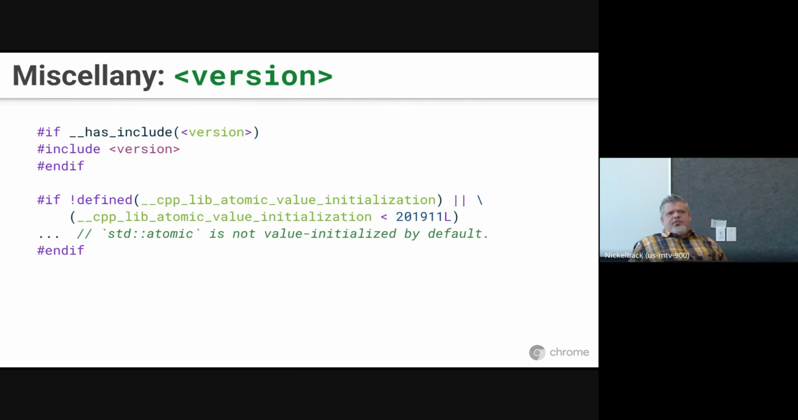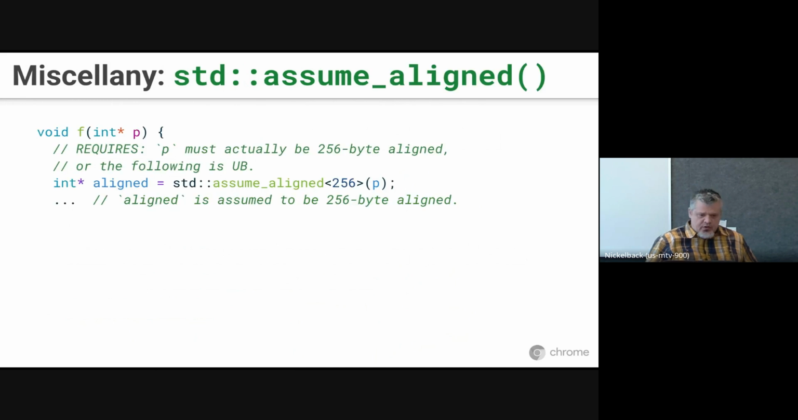Ellie asks, how old is has include? This is well defined as of, I believe, C++17. So has include predated the version header, which comes in C++20, and the version header gives you fine-grained testing for tons and tons of things. There's hundreds of different macros in here that you can test, and you can not only see what features exist, but what version they're at.